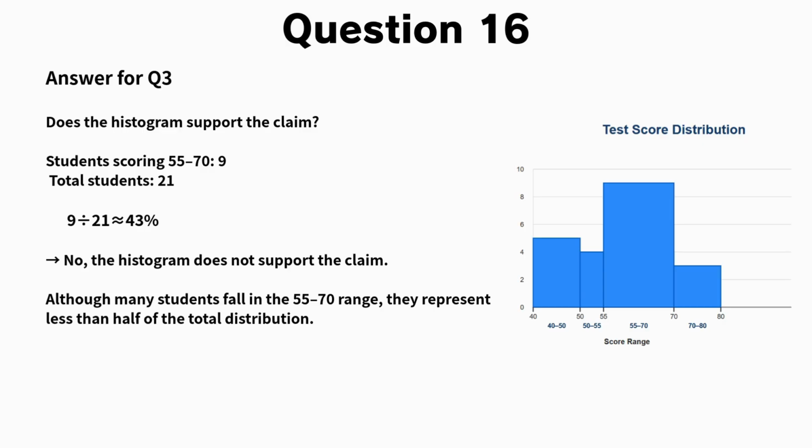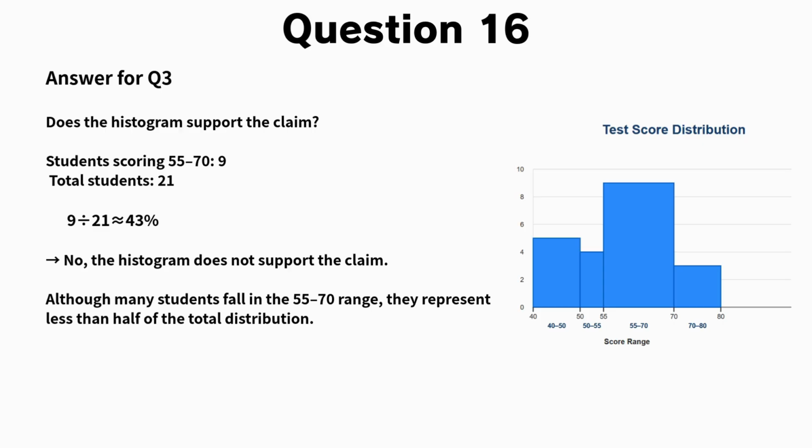Now calculate the proportion. 9 students out of 21 total gives us 9 divided by 21, which equals approximately 0.43 or 43%. For the researcher's claim to be true, we would need more than half, which means more than 50%. However, 43% is less than 50%. Therefore, the histogram does not support the researcher's claim. Although many students fall in the 55 to 70 range, they represent less than half of the total distribution, not more than half as the researcher believed.